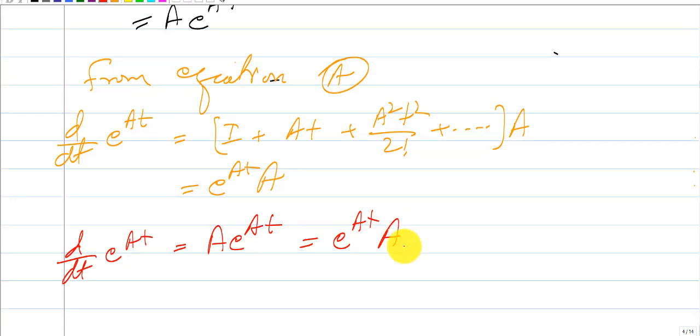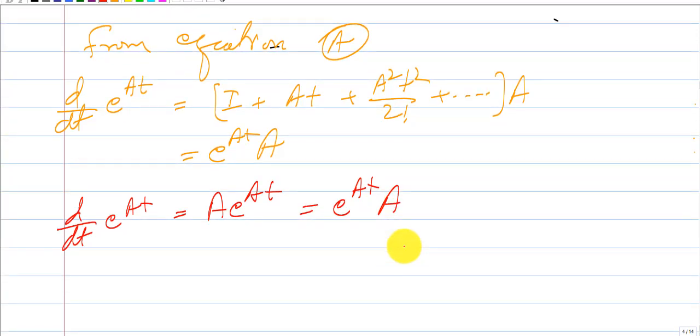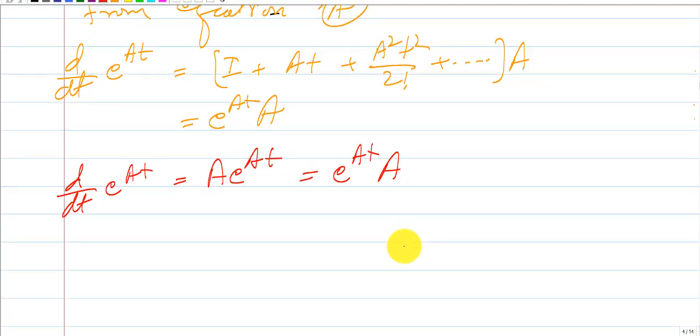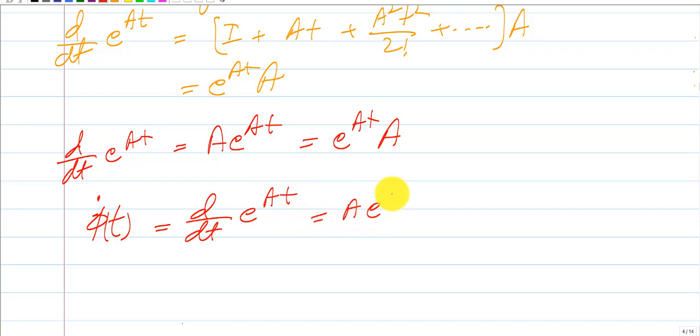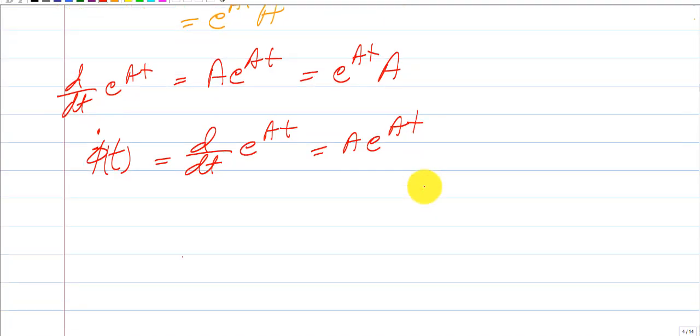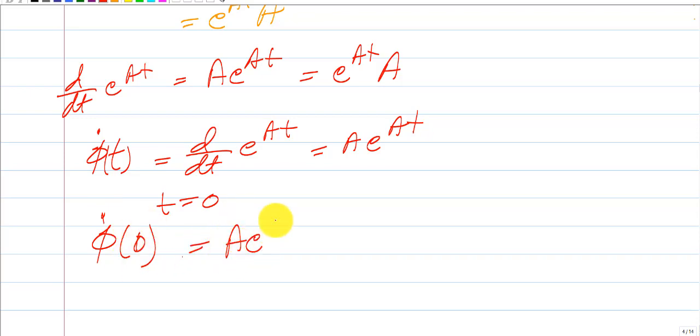So this is one of the properties: if A is pre-multiplied or post-multiplied with this transition matrix, the result will be the same. Now if we want the initial value to find the first derivative, that will be d by dt of e raised power at, which will be equal to A times e raised power at. Now if we put t equals 0 here, phi dot of 0 will be simply A times e raised power 0, and e raised power 0 is 1, or here it will be an identity matrix with the dimension of A.